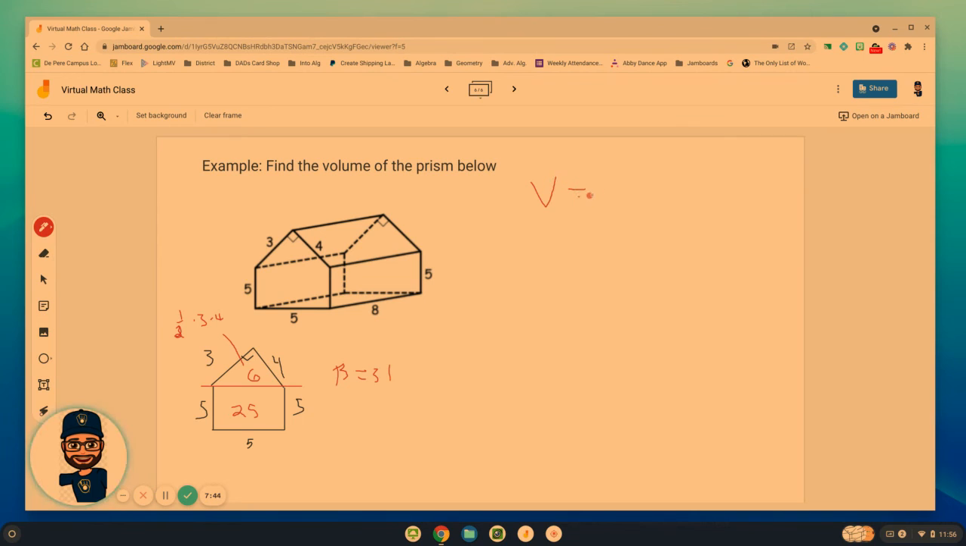So volume equals capital B times H. Capital B is 31. How far apart are the front and the back? That's this number here, which is 8. And 31 times 8 is 248 units cubed, cubic units. So again, hopefully you're just seeing we're trying to find the area of a base and multiply by the height between your two bases.